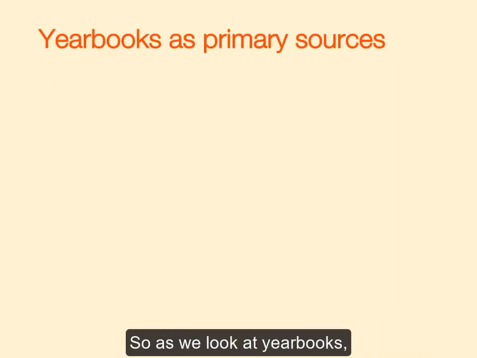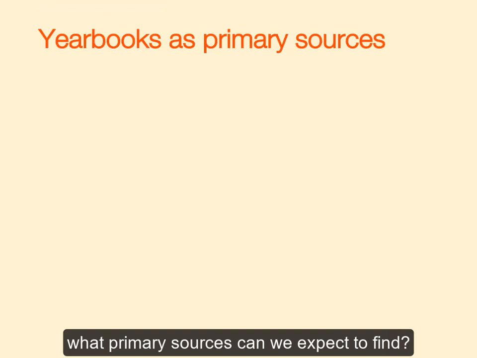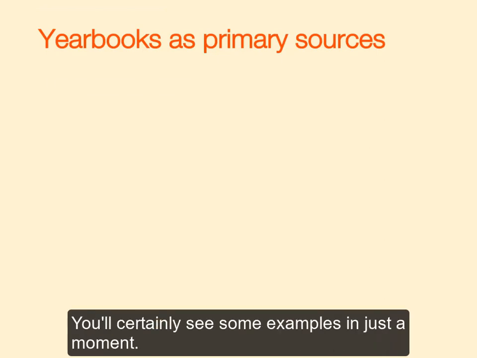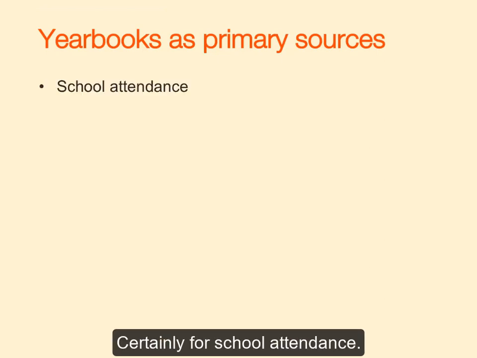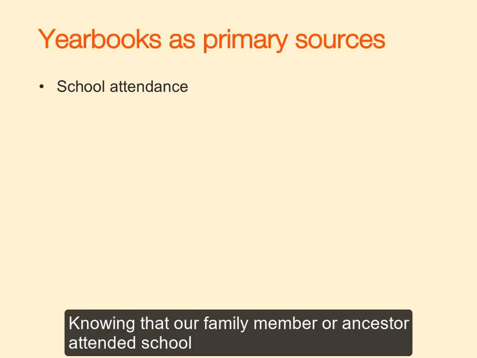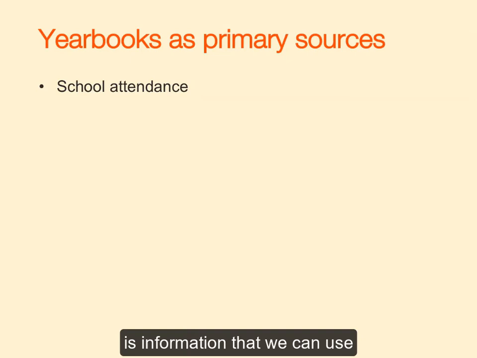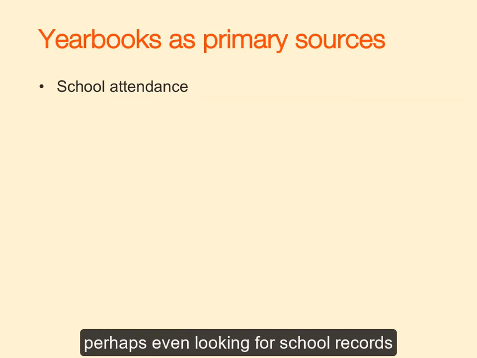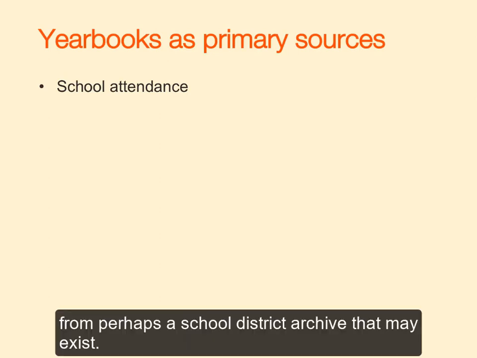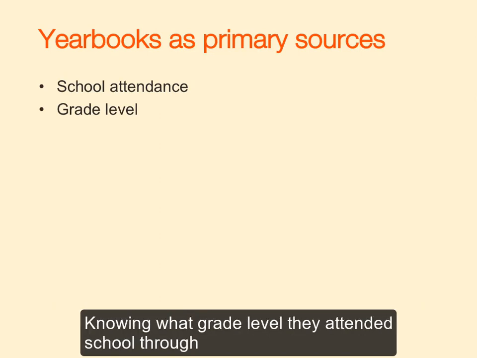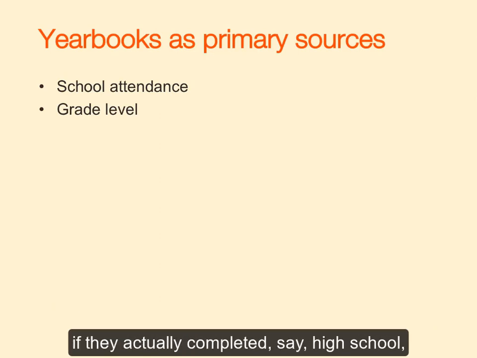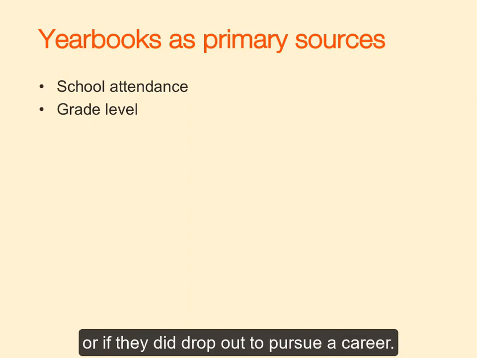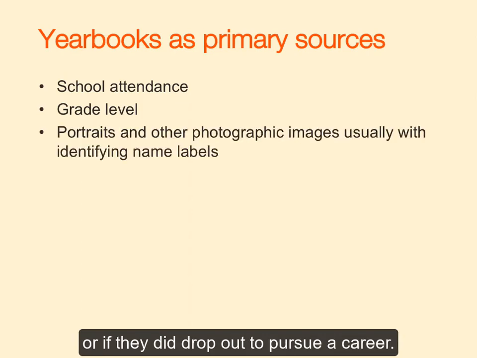All right, so as we look at yearbooks, what primary sources can we expect to find? And you'll certainly see some examples in just a moment. Certainly primary for school attendance. Knowing that our family member or ancestor attended school is information that we can use in other genealogical pursuits, perhaps even looking for school records from a school district archive that may exist. Knowing what grade level they attended school through, if they actually completed say high school, or if they did drop out to pursue a career.